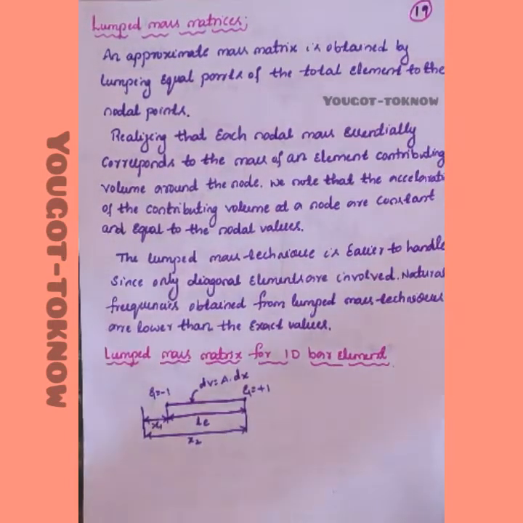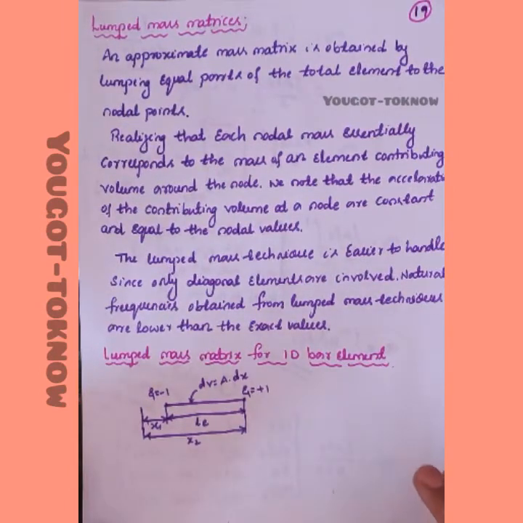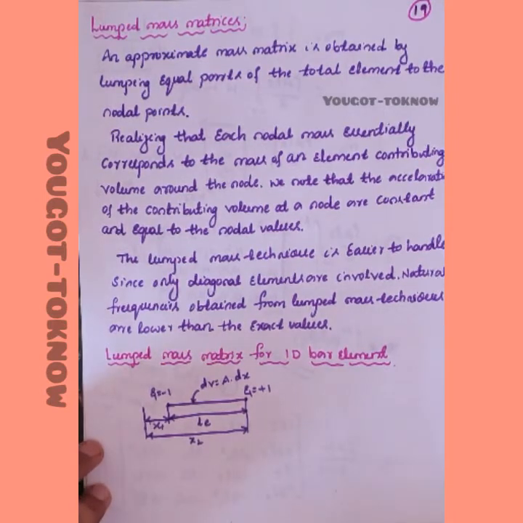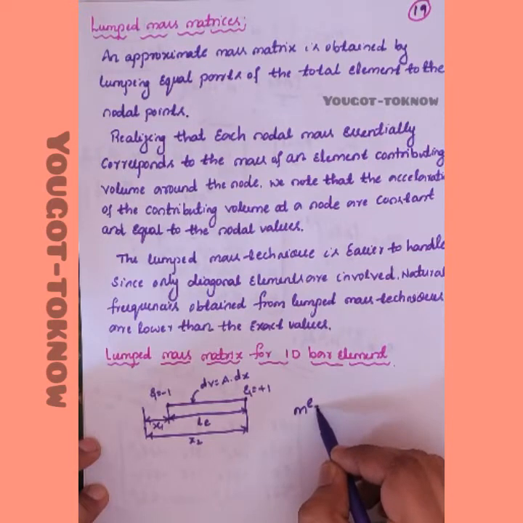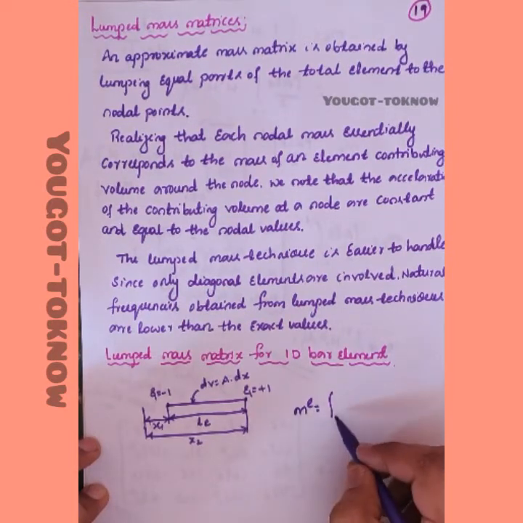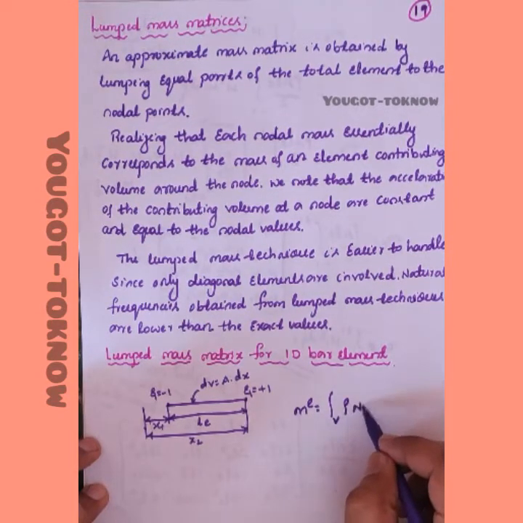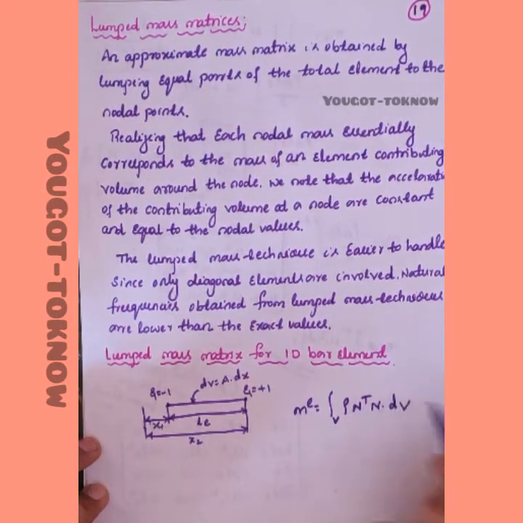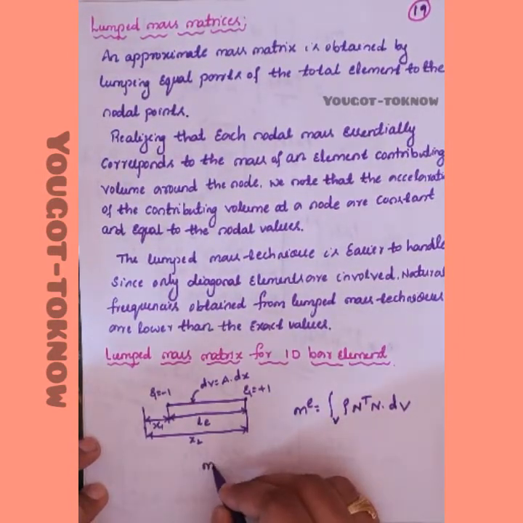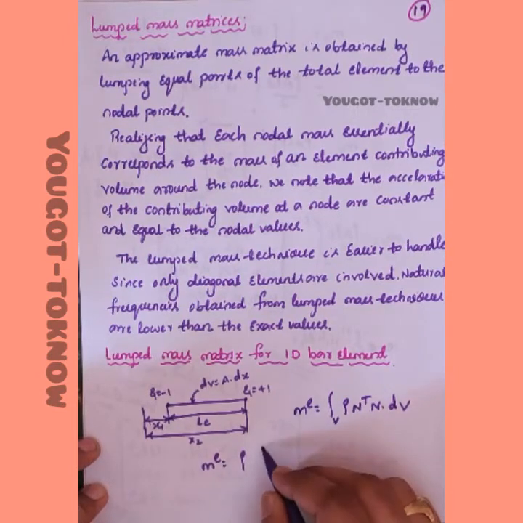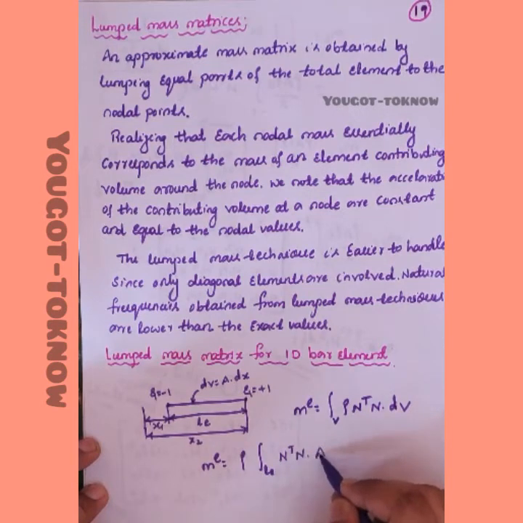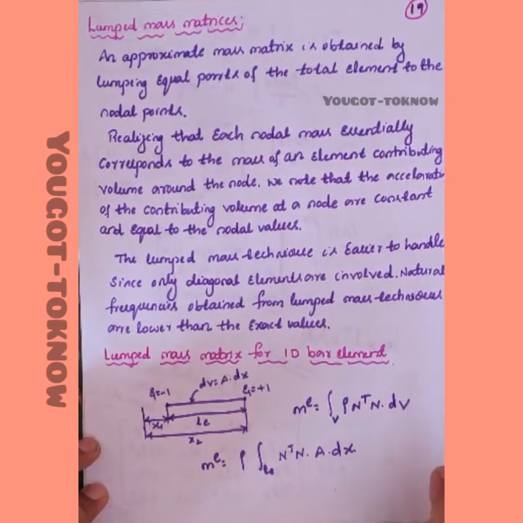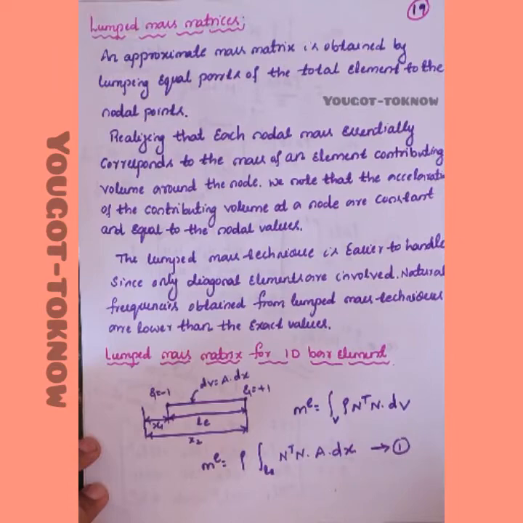Now how to derive the lumped mass matrix for 1D bar element? It is almost similar to your previous derivation of the consistent mass matrix, but a small change will be there. Now I'll explain. First, you know what is mass matrix? Me equals the volume integral of rho N transpose N dV. Now you know how to convert this: keep rho outside, and make it a line integral of N transpose N into A into dx. This is almost similar to your previous one. Take this as equation number 1.